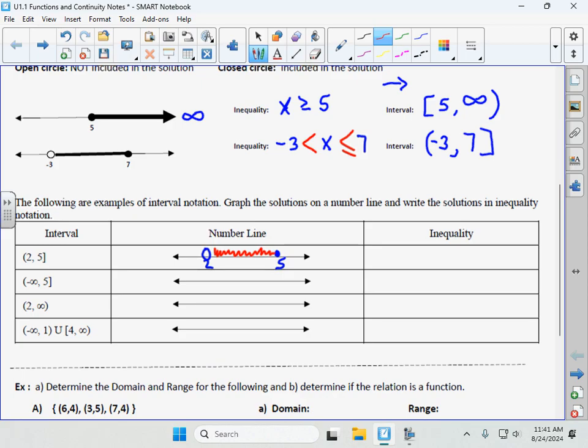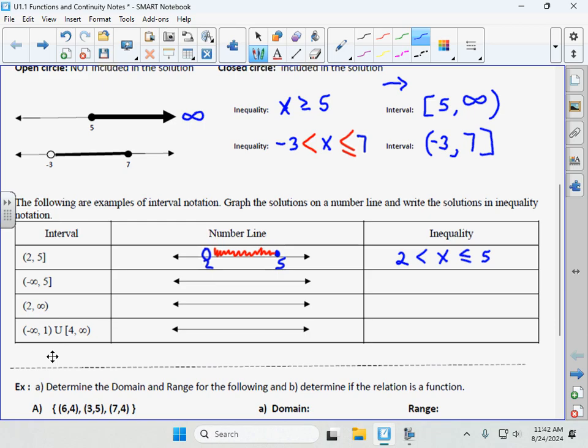Now when we write the inequality, it's similar to the one we did above. 2 comes first, then x, and then 5. Both inequalities face left. So the 2 is just going to have a less than, because the 2 is not included, it's an open circle, and then 5 is included, so less than or equal to.